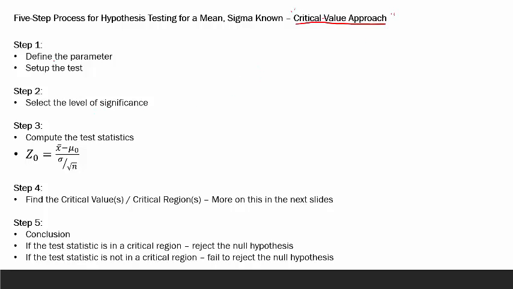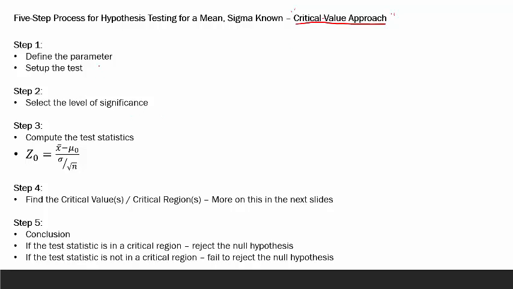Okay, so what are the five steps here for hypothesis testing? Remember what a hypothesis is in statistics. You're going to make a claim about the characteristic of a population parameter. And what we want to do is actually test that claim to see if it's true or false. So step one has two things.